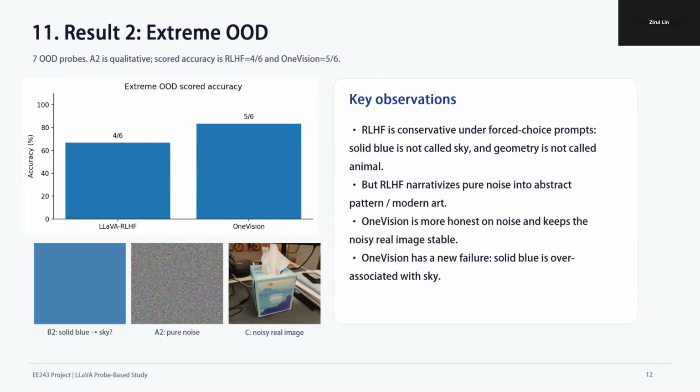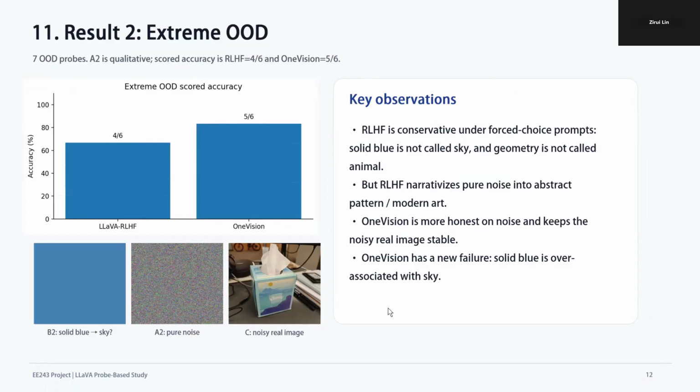For A2, pure noise, RLHF narrativized the image as an object pattern or modern art, while One Vision is more literal and says static or noise with no clear object. For the noisy real image, One Vision keeps the answer stable, while the RLHF error persists. So RLHF can be conservative under forced choice prompts, but hallucinates in open-ended noise descriptions. One Vision is stronger overall, but still over-associates sparse visual evidence.